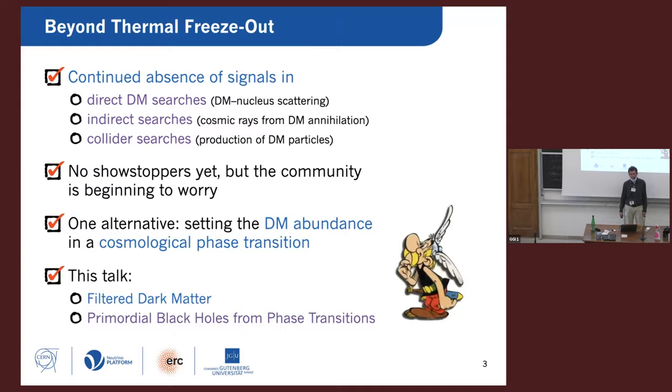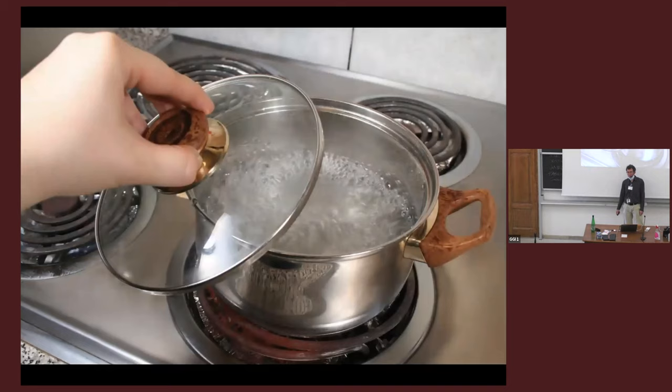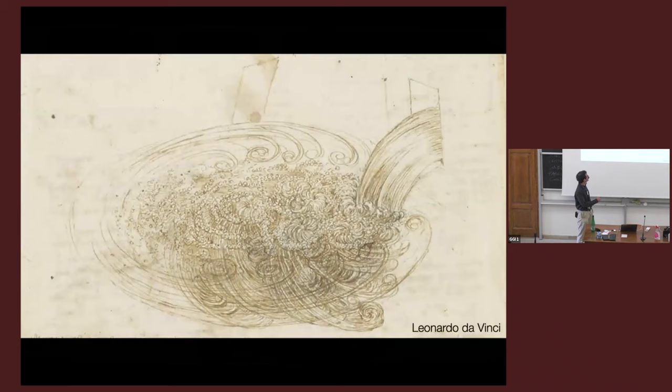Okay, so let's first start talking about what a cosmological phase transition is. Well, you all know everyday phase transitions. This is the most famous one, the one that happens when water boils, and one that is actually not so unconnected to the city of Florence. This is a drawing by Leonardo da Vinci, who was probably the first one to study turbulence in water from a scientific point of view. I can say that it's good that I can give this talk here because this is where it all started.